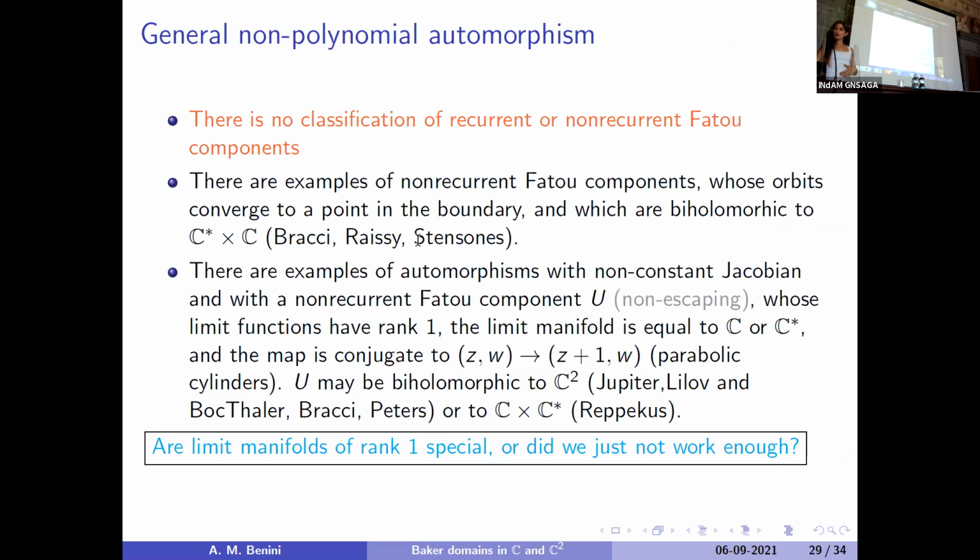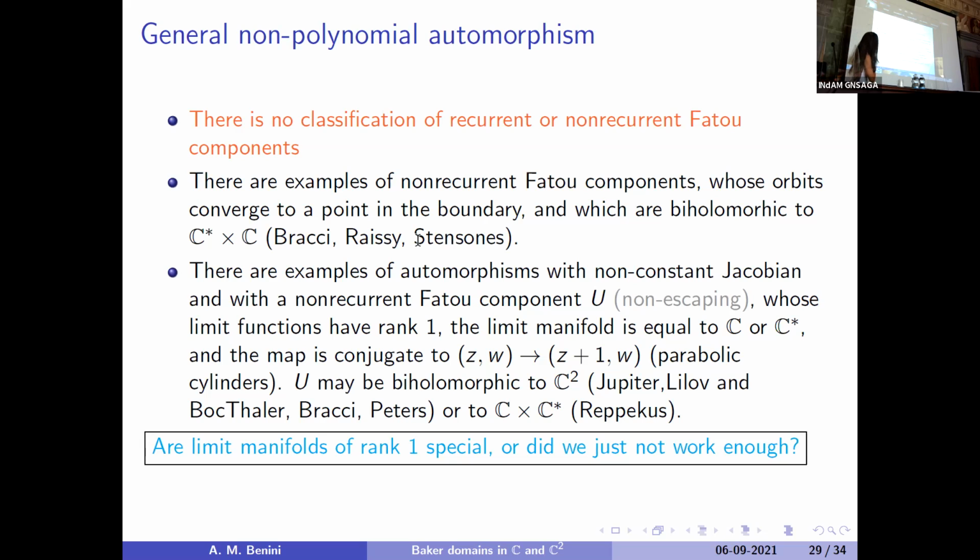And for general non-polynomial automorphisms, there is not much you can say, but in this case, you can find examples of these non-recurrent Fatou components of rank 1. The first examples were given by Jupiter and Venus, and then we have new examples by Bocchara, Braccia, and Jupiter. And what are the features of these examples? So now the question was, can we have rank 1 limit functions from the boundary of the Fatou components for polynomial automorphisms? Answer, we don't know, but we know that if you look at general automorphisms, with no assumption on the form, they are not constant Jacobian like the polynomial examples, but in this case, we can find them.